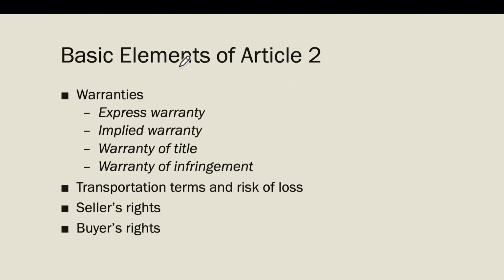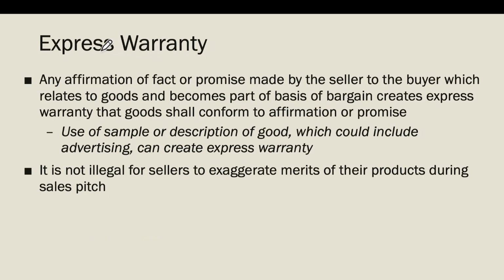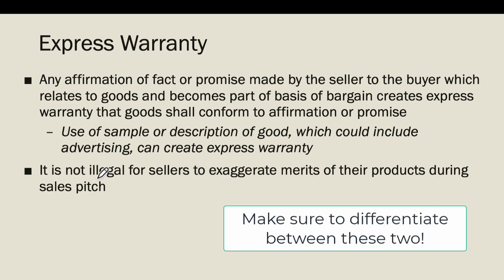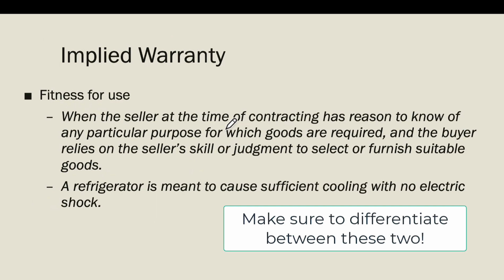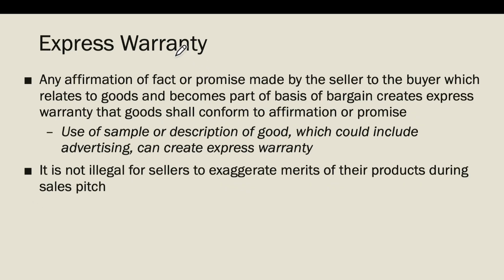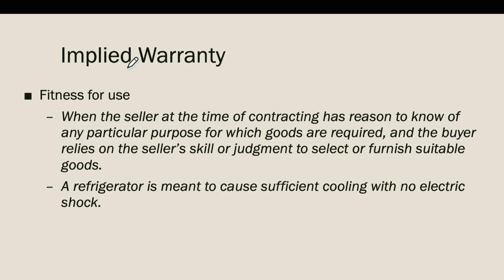So the basic elements of article 2 are about warranties and the seller's rights and buyer's rights. Now regarding warranty, the first type of warranty is express warranty. Express warranty is any affirmation of fact or promise made by the seller to the buyer which relates to goods and becomes part of the basis of the bargain. And one thing to consider is that many times sales agents exaggerate. Sometimes they try to puff up, and it is not illegal, but it needs to be taken into consideration. And then there is implied warranty. In contrast to express warranty that's clearly documented, implied warranty is that which is understood. It may not be documented.